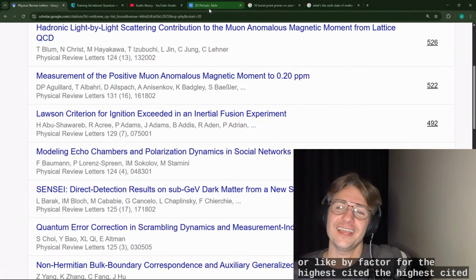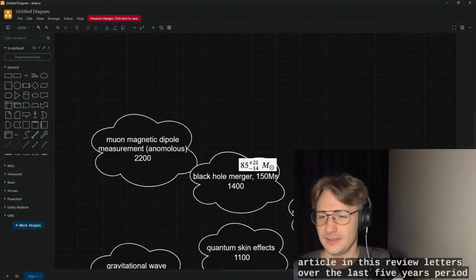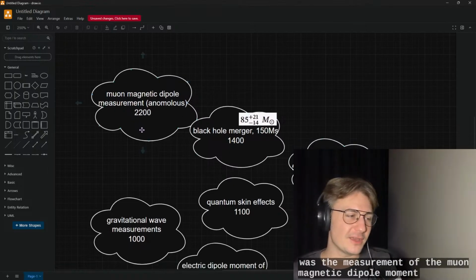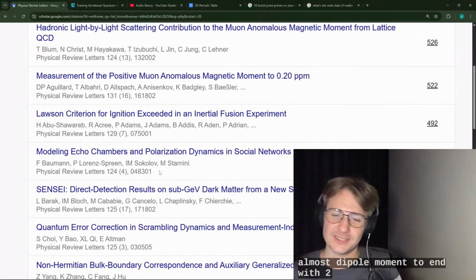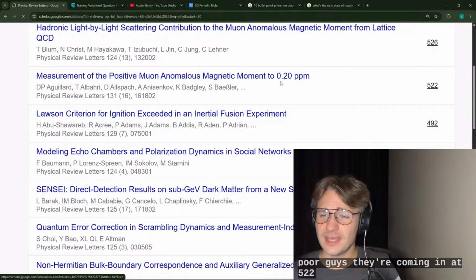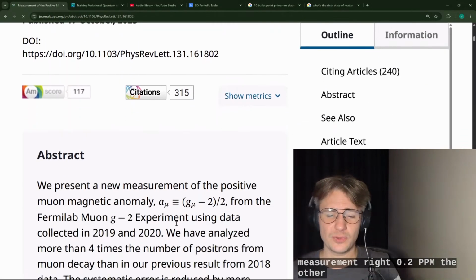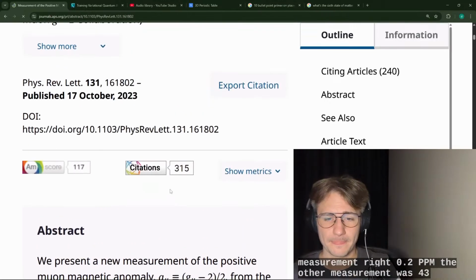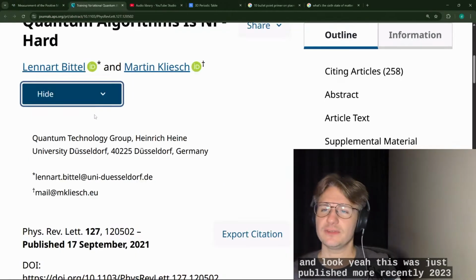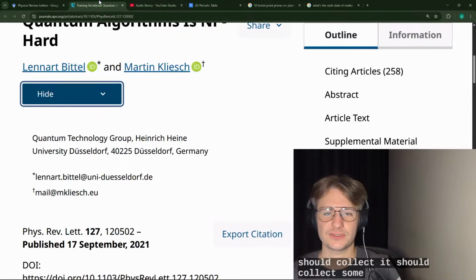The highest cited article in Physical Review Letters over the last 5 years, period, was the measurement of the muon anomalous magnetic dipole moment, with 2,200 citations. And these poor guys are coming in at 522. They even had a better measurement, right? 0.2 ppm. The other measurement was 0.43. And look, this was just published more recently, in 2023. So give it a little time, and it should collect some more citations.